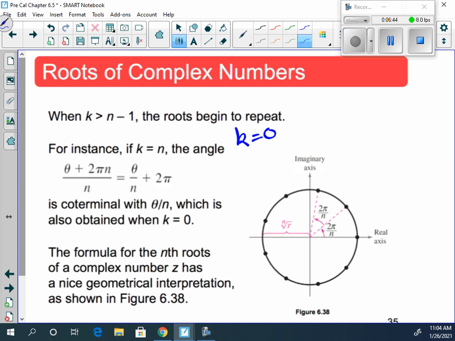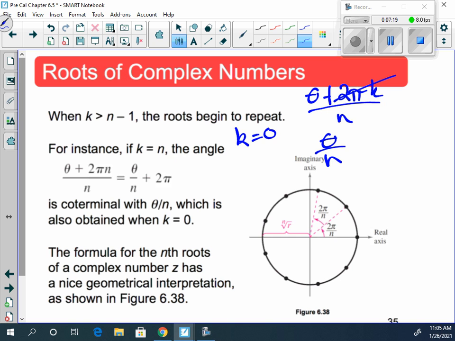And if k is 0, well, inside here, it's really talking about theta plus 2 pi k over n, because that's what we started out with. Because we're talking about this here. Now, k is what? 0. So this whole part's gone, and we just have theta over n.